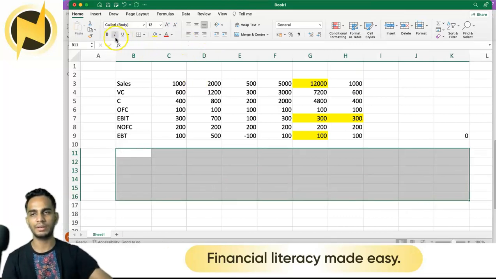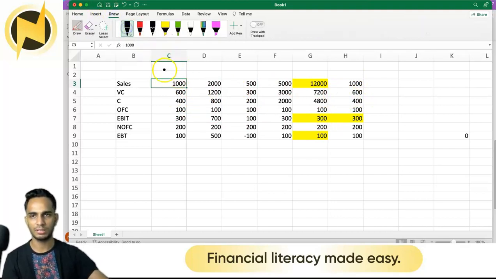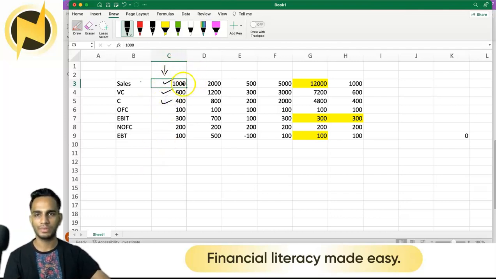What you're seeing right here is the exact same data, but I've given it multiple instances. We'll just take this one for example. Sales is 1000 here, variable cost 600, contribution 400, everything as mentioned.